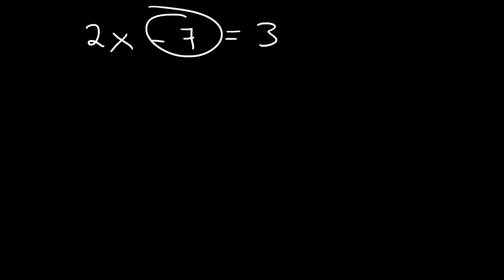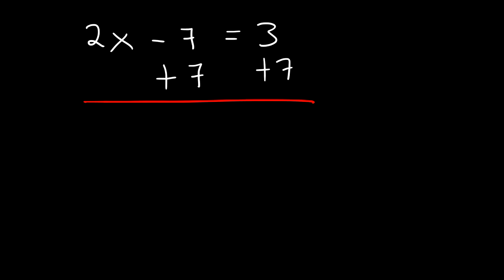Try this example. Let's say 2x minus 7 is equal to 3. Find the value of x. So we're not going to worry about the 2 right now. Let's get rid of the 7 on the left side. So let's add 7 to both sides. 3 plus 7 is 10. And so 2x is equal to 10.